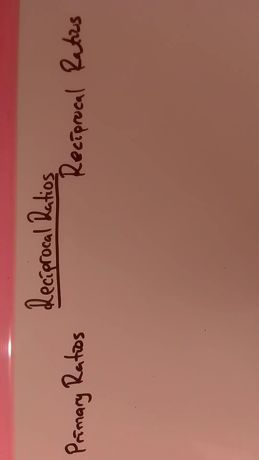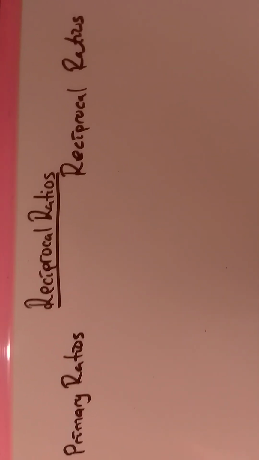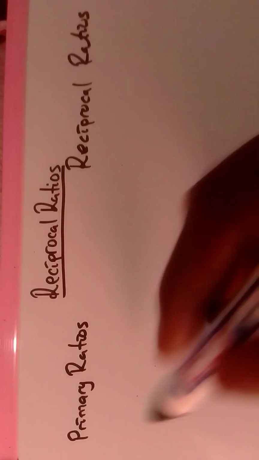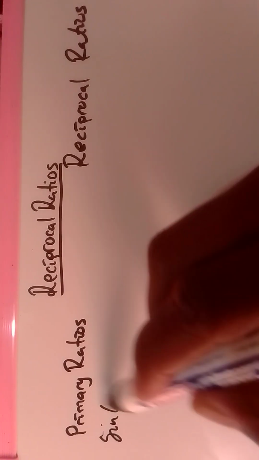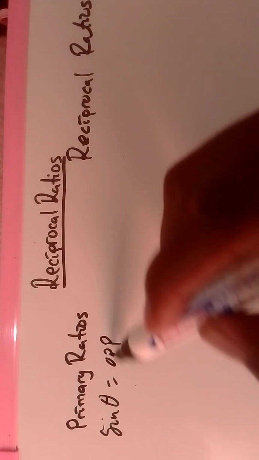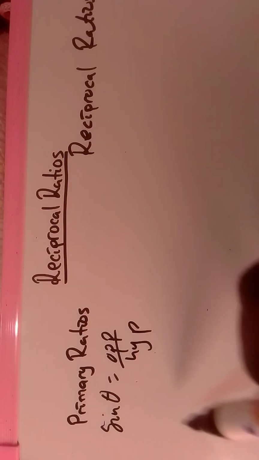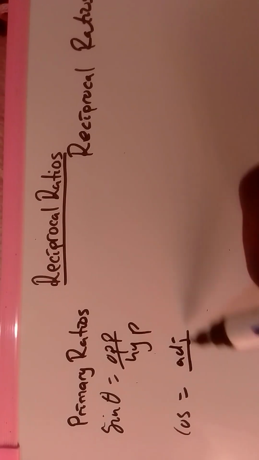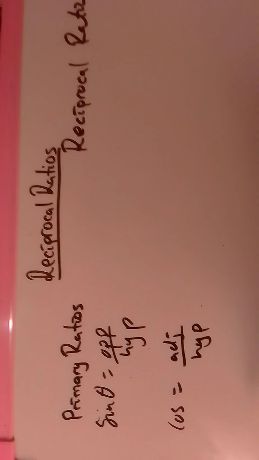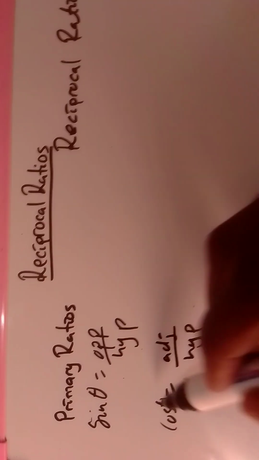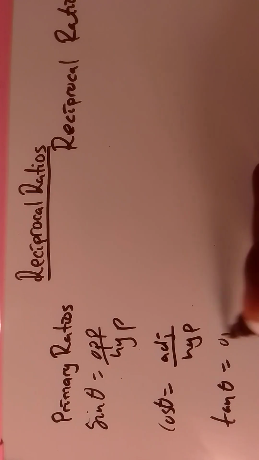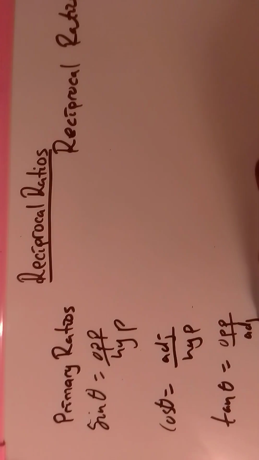Right, on today's video, we're going to deal with reciprocal ratios. With reciprocal ratios, we're simply talking about the opposite of your primary ratios. What are the primary ratios? You know them as your SOHCAHTOA. Sine theta is equal to opposite over hypotenuse. Cos theta is equal to adjacent over hypotenuse. And last but not least, tan theta is equal to opposite over adjacent.